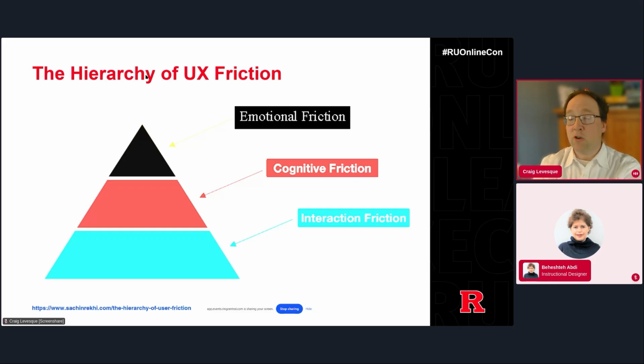The idea is that interaction friction causes cognitive friction. Cognitive friction can then cause emotional friction. But generally speaking, it doesn't work the other way. Emotional friction doesn't cause cognitive friction, it arises from it. So we're going to spend almost all of our time talking about interaction friction because that is the root of many of the evils that we see in this particular field, with cognitive friction being a close second.